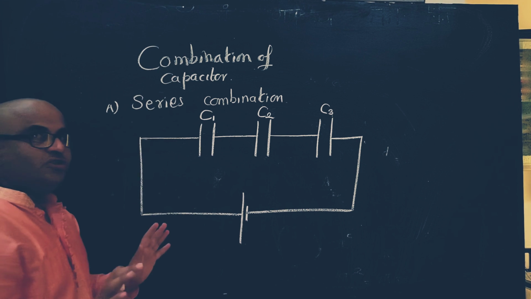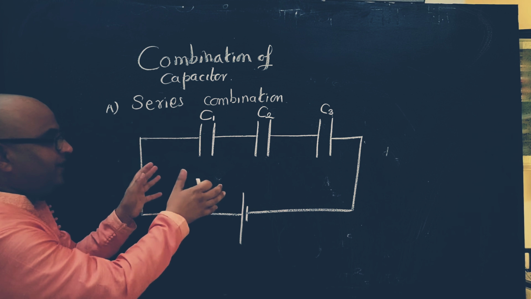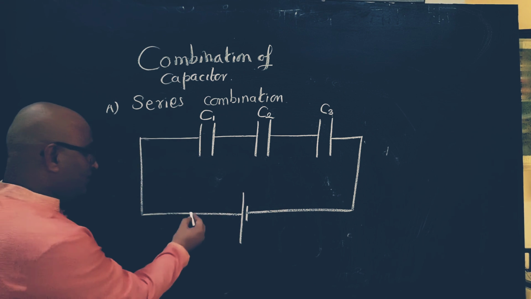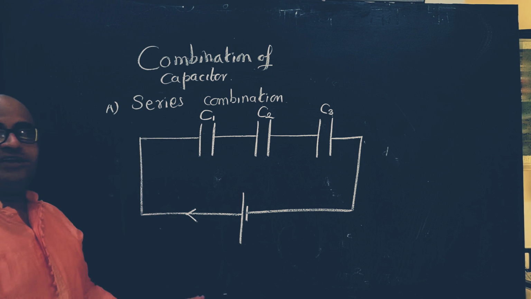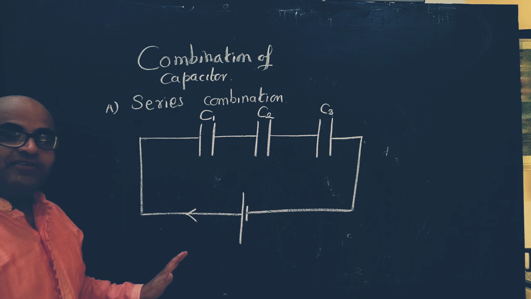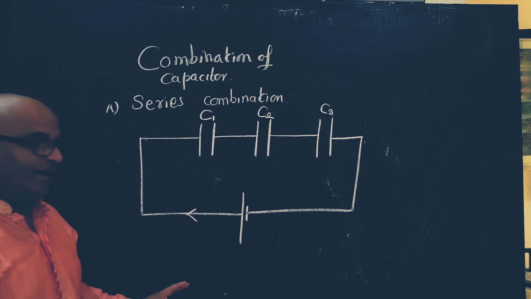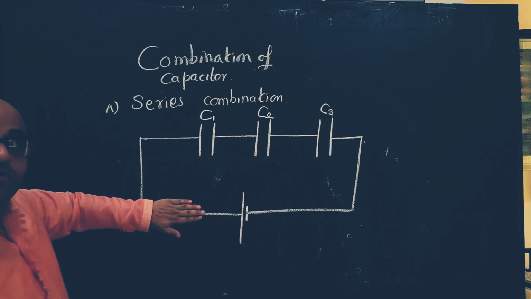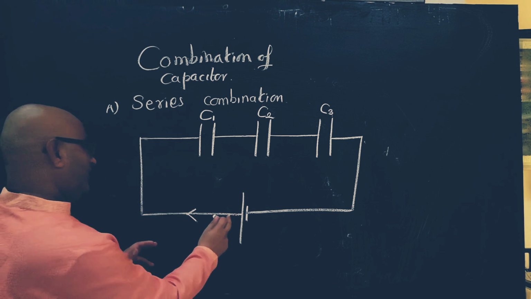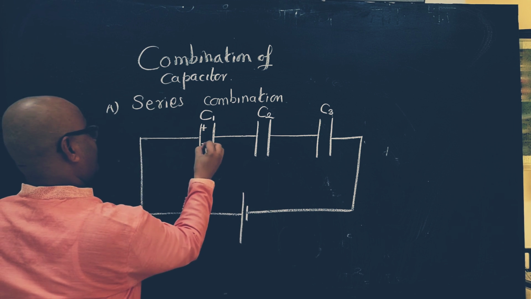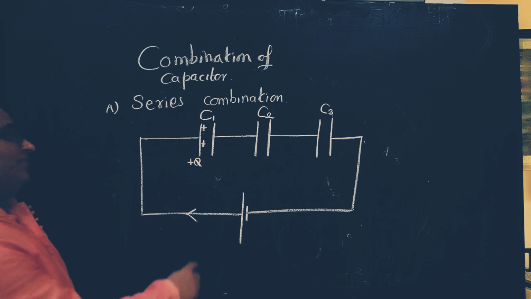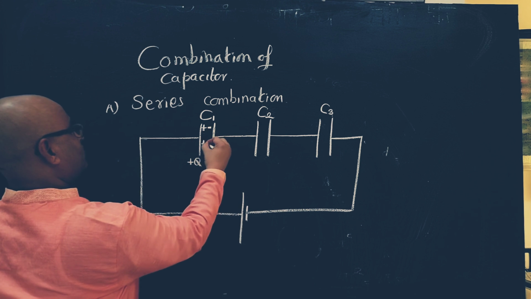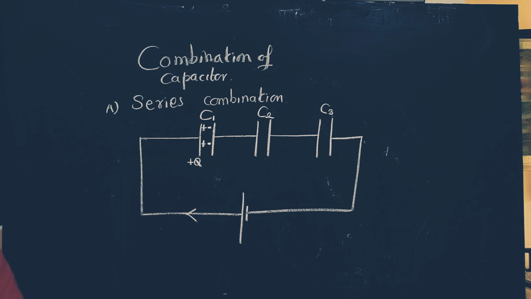Now, first and most important thing, when you are connecting the capacitors to the DC source, the current flows till the capacitors are charged. Once the capacitors are fully charged to their capacity, the flow of current stops. So, when a current flows, this first plate will get the charge, say plus Q. And this positive charge will induce a negative charge on the second plate of the first capacitor.